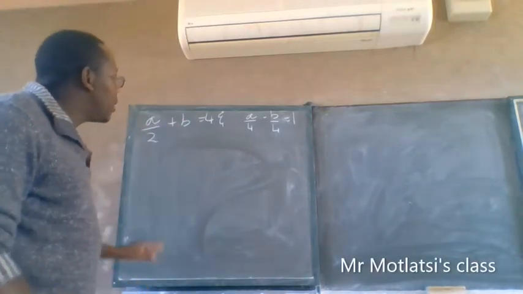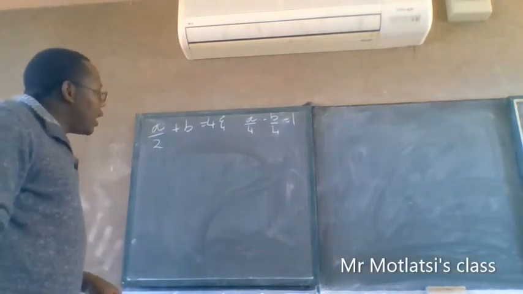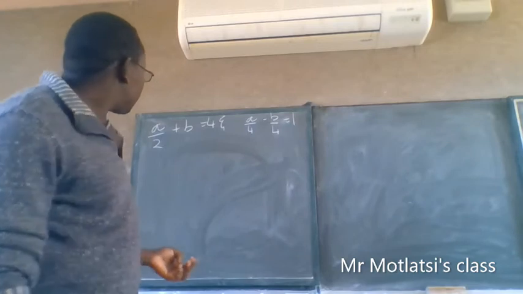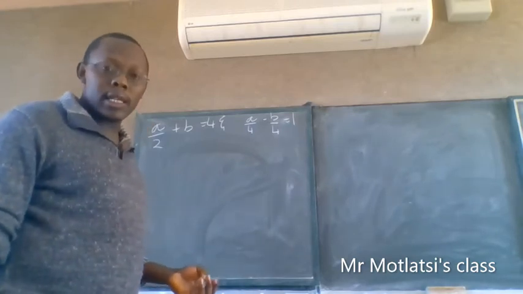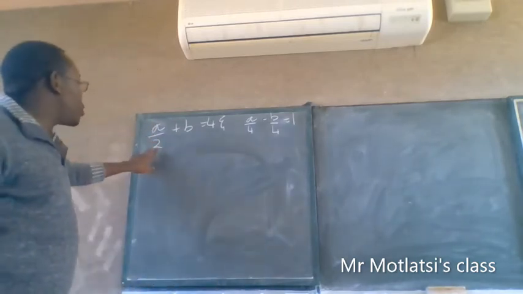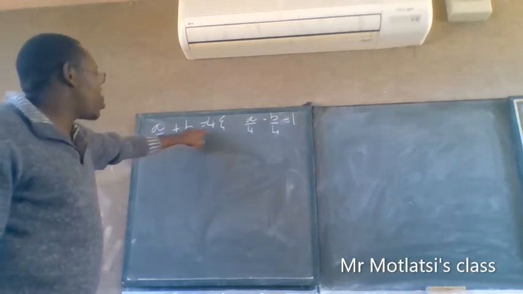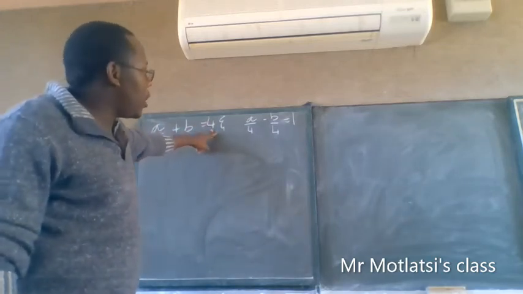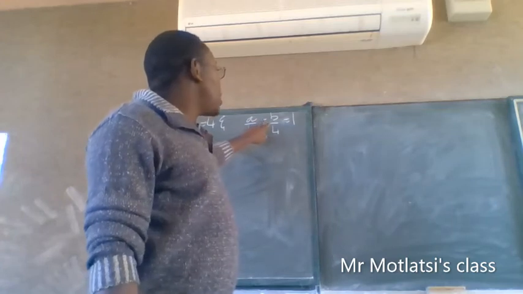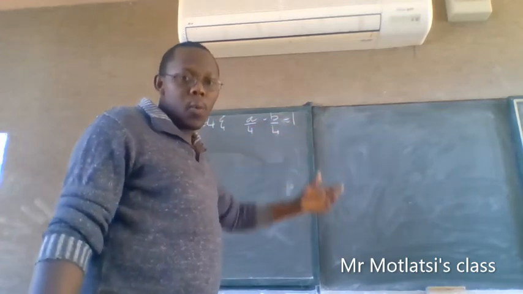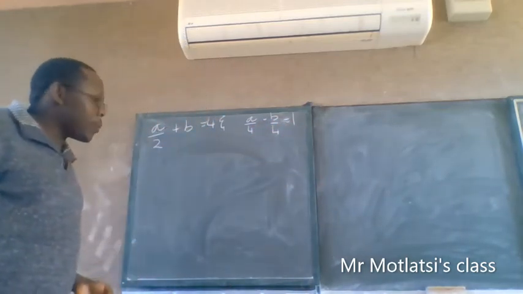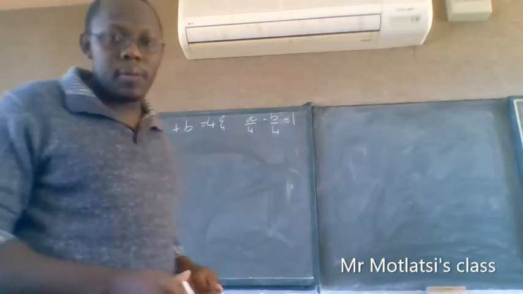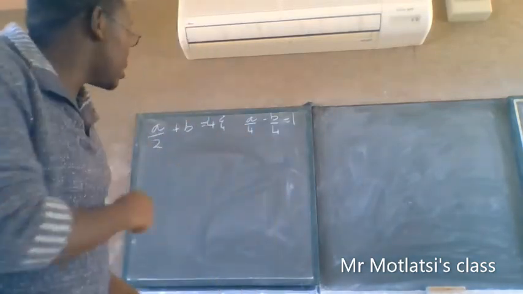All right, now our next simultaneous equations problem looks like this. It's a over 2 plus b is equivalent to 4. The next equation, a over 4 minus b over 4 is equivalent to 1. Now again, we must solve for a and b. How do we solve for a and b in this case?